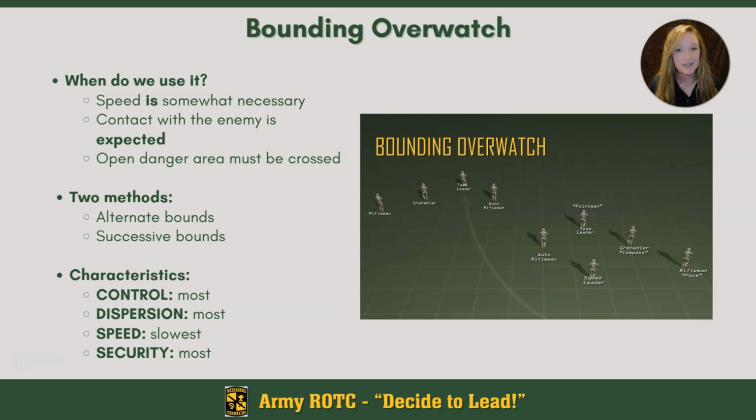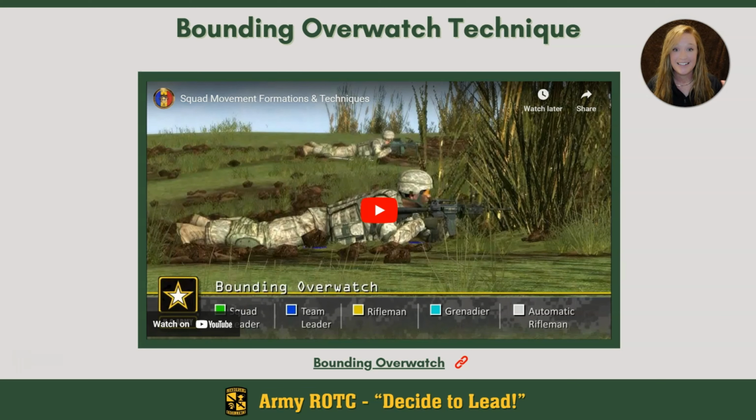Now with the characteristics, you can see that this has the most control, and it has to, because the leader of the element is maneuvering multiple teams or groups at the same time. You have to be able to control that movement really well. The dispersion is going to be the most because you're actually moving people far apart. The speed is actually slower because you're not moving all at once, you're moving in pieces. And security, this has the most because you actually have half of the element pulling security for the maneuvering element. Now maybe that felt like a lot of information, or maybe this concept just makes perfect sense to you. Either way, let's take a quick look at what bounding overwatch is.